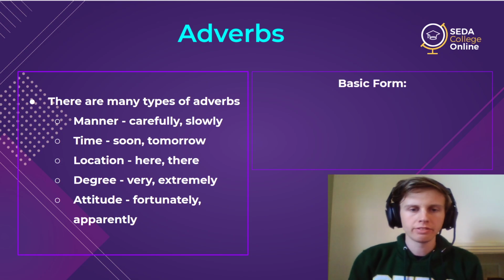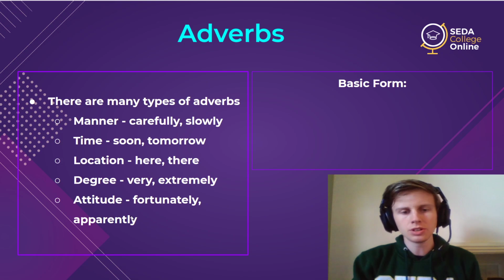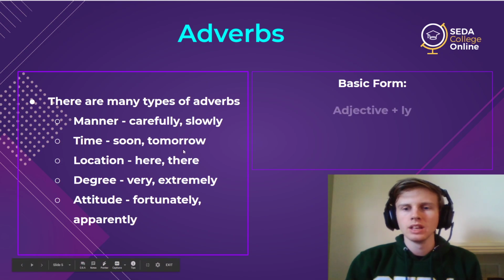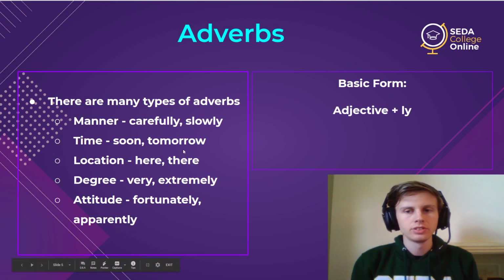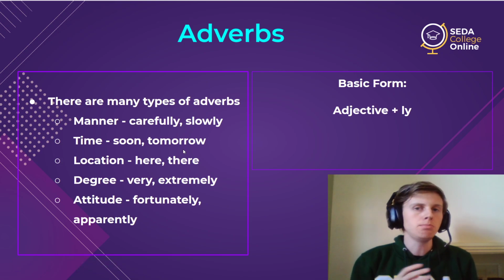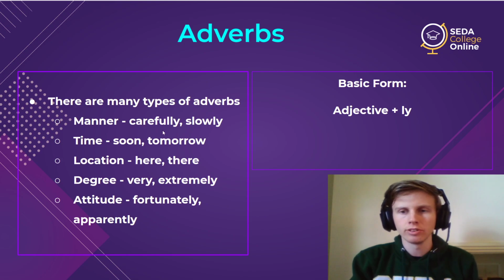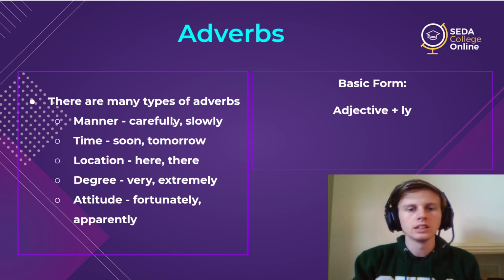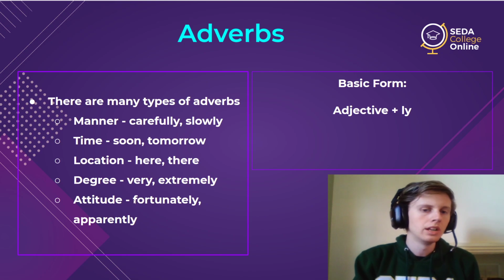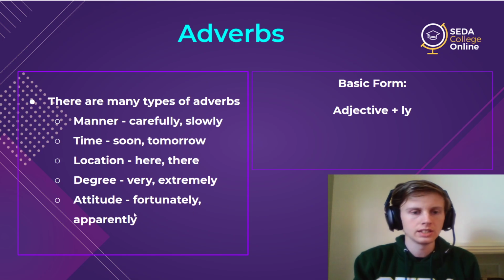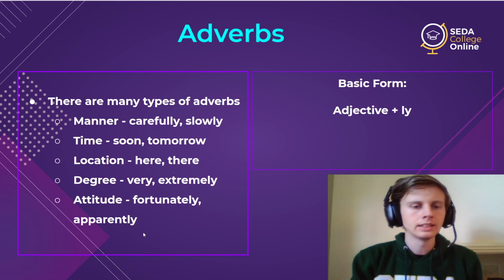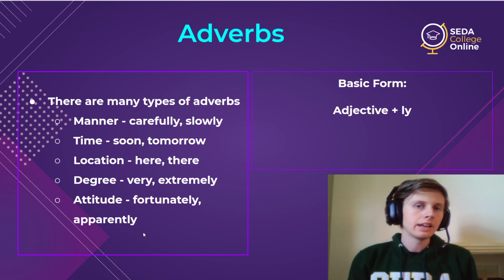So the basic form for an adverb, you can probably see it already. The basic form is an adjective plus ly. That's how most English adverbs are made. So we have the adjective careful, ly, carefully. Adjective slow, ly, adverb slowly. Extremely, the adjective is extreme, or the adjective fortunate, fortunately. Apparent, apparently.